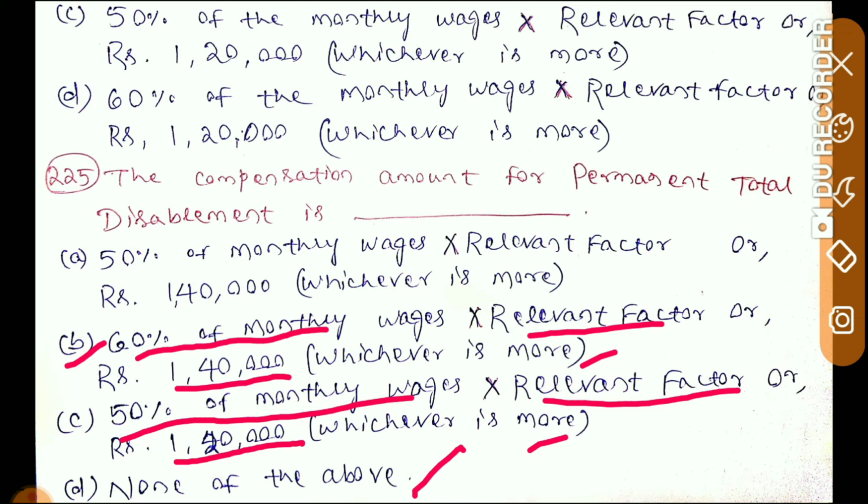So you have to know what the relevant factor is. The relevant factor is calculated based on the years of employment left, and there is a table given in the book, you can see that. You don't need to remember the relevant factors, you just have to know this.